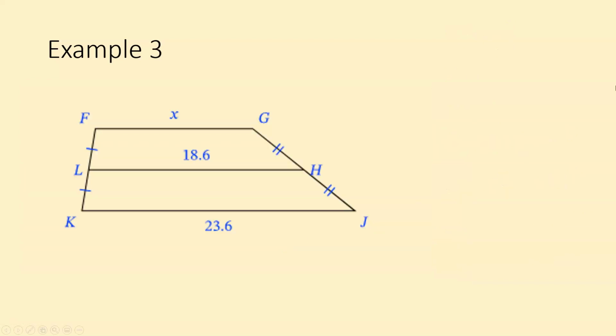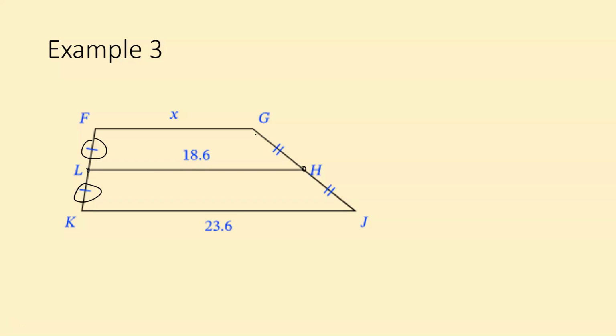Here we have a mid-segment. So we know it's a mid-segment because it is connecting the midpoints of the two legs. L is a midpoint of F and K because we know that FL is congruent to LK. We have these markings here. So that means L has to be a midpoint.